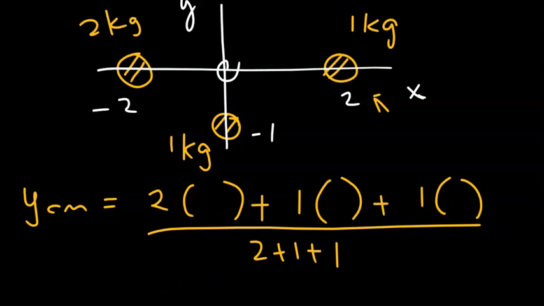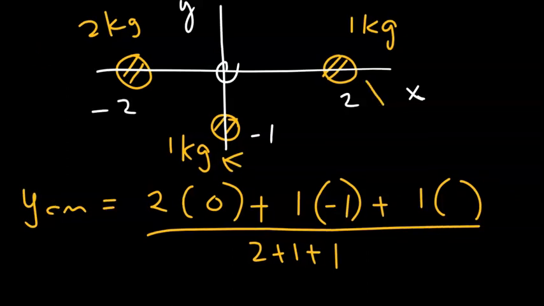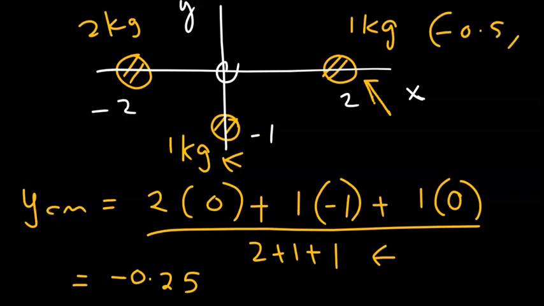Now let's do the y-coordinate. We'll do the same thing. We'll start with the mass from the left. So 2 kg, the y-coordinate for that mass is 0. And then the 1 kg, the y-coordinate is minus 1. And the final term is the 1 kg on the right. The mass is 1, the y-coordinate is again 0, divided by the total mass, 4 kg, mass of the system. That's going to give you minus 0.25 for the y-coordinate. So that means the center of mass is at minus 0.5, minus 0.25. Where is that? It is somewhere approximately here. This is the point where the entire mass of the system is concentrated.